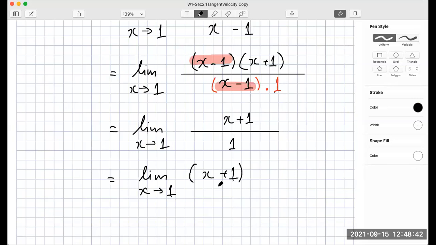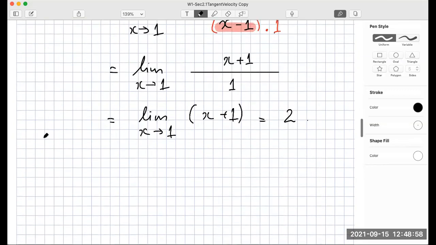Now, this is a linear function, so it is continuous. Therefore, we can substitute the value of x. And what is it? Very good. So we know that the slope here is 2.